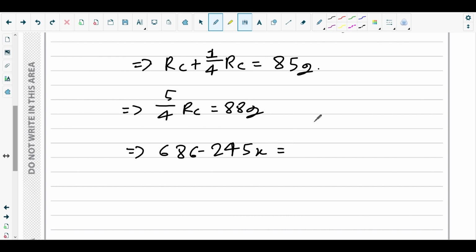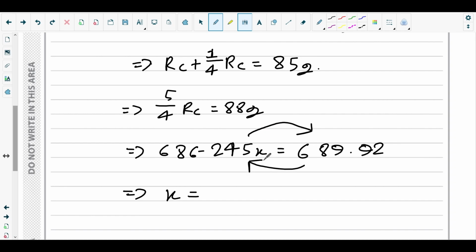352/5 times 9.8. Multiply the value for g, you will get 689.92. Okay, now from there make x the subject. If you make x the subject, what will you get? 245x goes to the right and take it to the left. So what will you get?